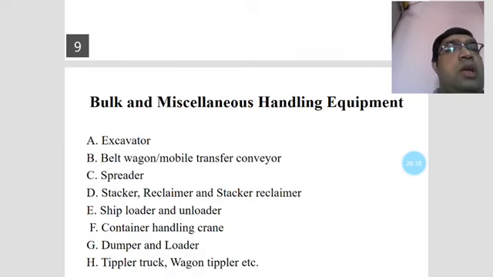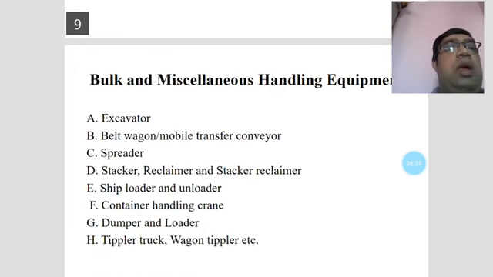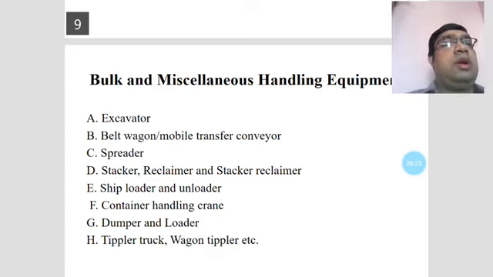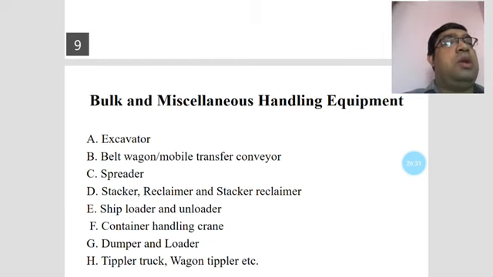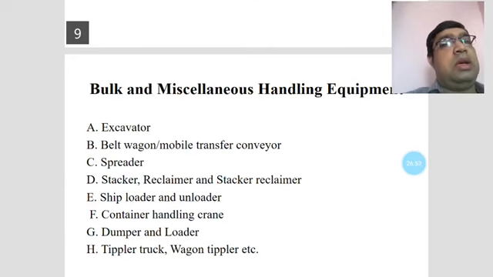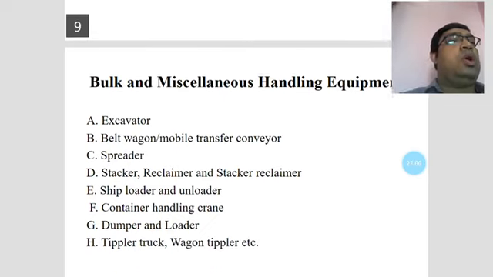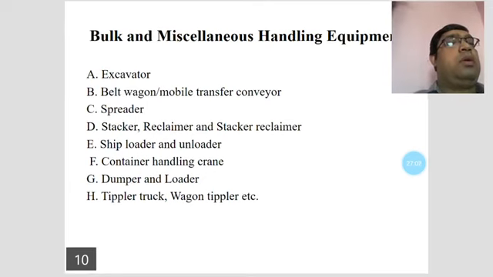Bulk and miscellaneous materials handling equipment will also be considered, and sometimes we have to consider the excavator. The excavator will be required for bulk and miscellaneous material handling, when you have to transfer bulk type materials and different types of materials. The belt wagon is sometimes considered as materials handling equipment, and the mobile transfer conveyor will also be required.